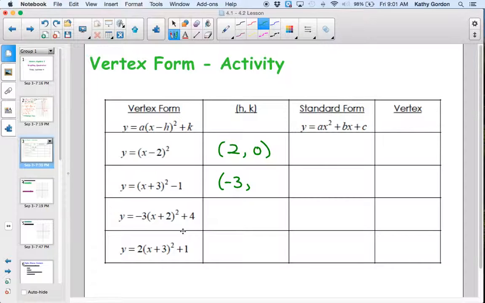Okay? How about a k value, Amy? -1. Good. Luckily, k is what it looks like. So that one's easy. All right, how about for our next one? Julian, what do you think h and k are? -2, 4. -2 and 4. Everybody agree with that? Okay. And for our last one, Aaron, what do you think? -3 and 1. Everybody okay with that? All right, so that's what that first column should look like.